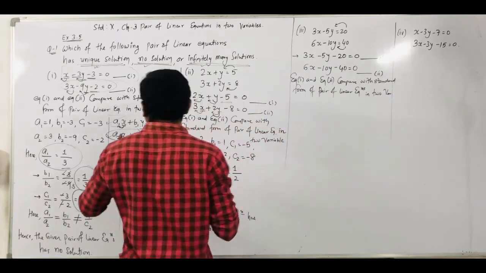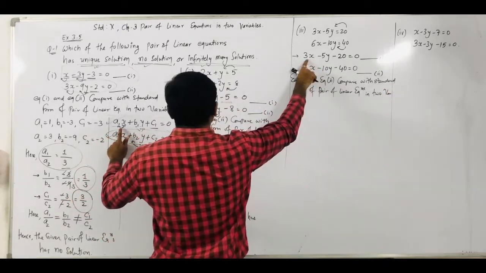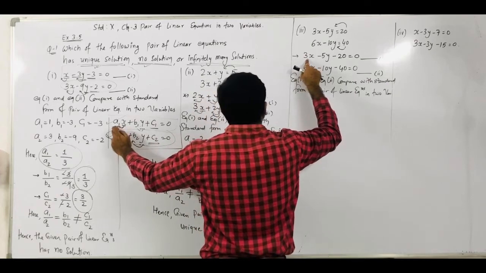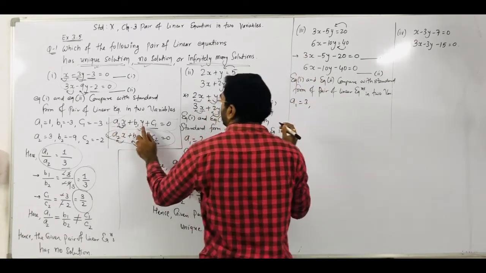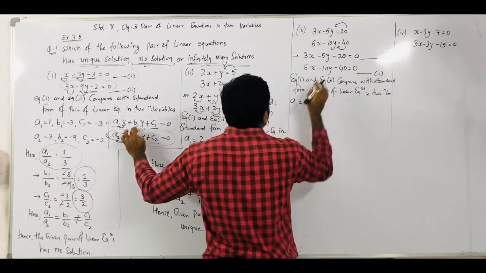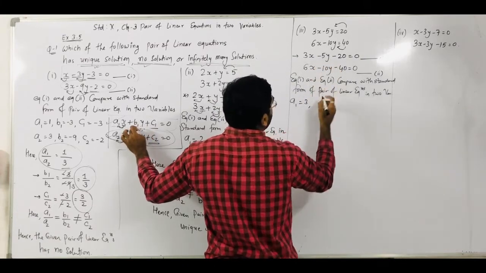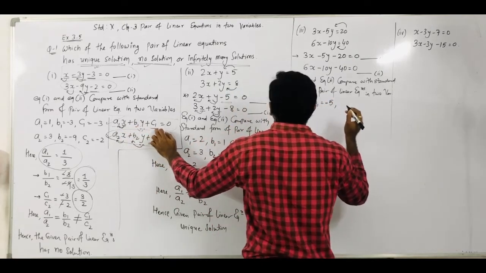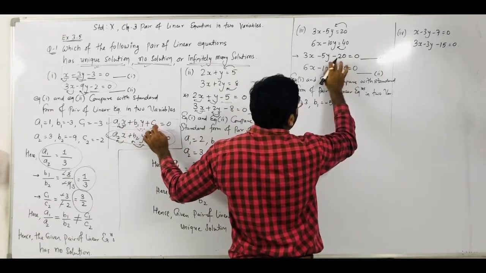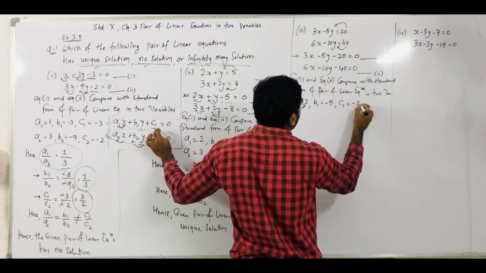So from the first equation, the x coefficient in standard form is a1, here it is 3. So we can say a1 is 3. In standard form, the y coefficient is b1. Here in the first equation, the y coefficient is minus 5. So the b1 value is minus 5. Here c1 is the constant term. Here c1 is 20.